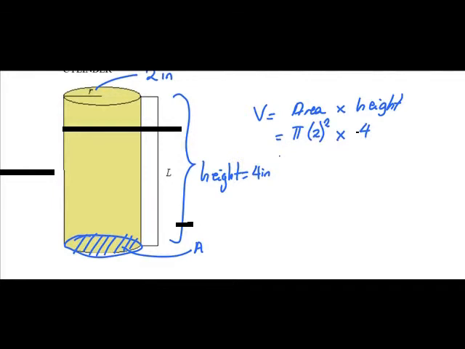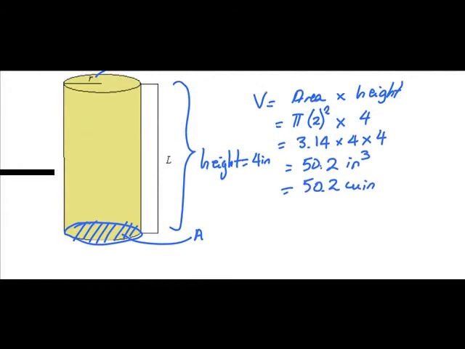So for pi, we are going to take 3.14. 2 squared is simply 4, times 4. So you have 3.14 times 4 times 4, which will give you 50.2 inch cube. And everything was in inches, so you're done. Or you can put 50.2 cubic inches.